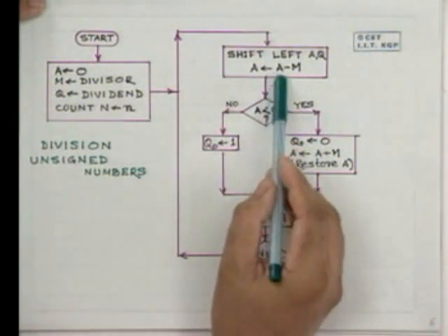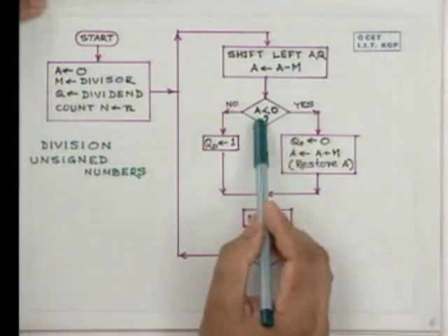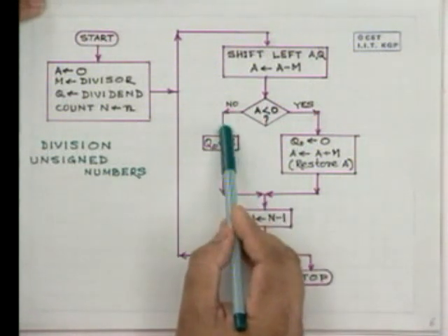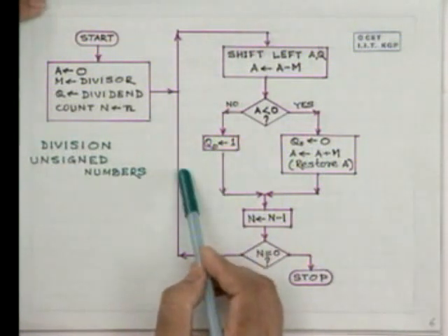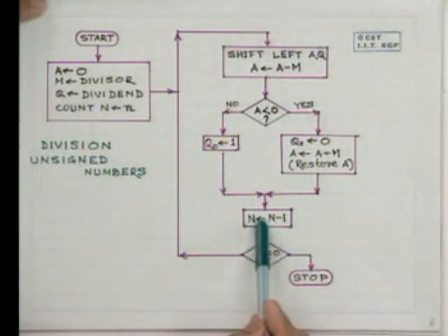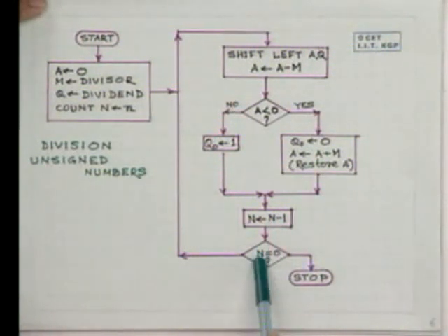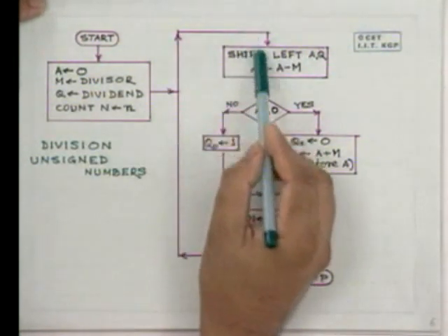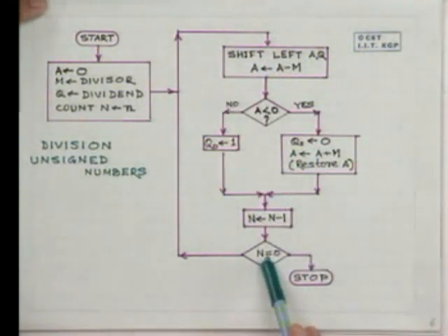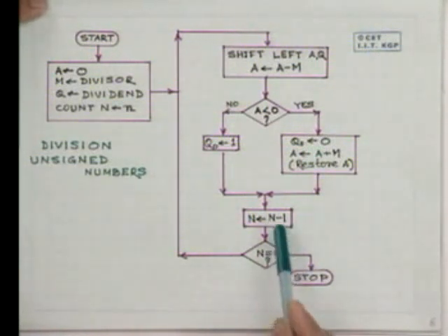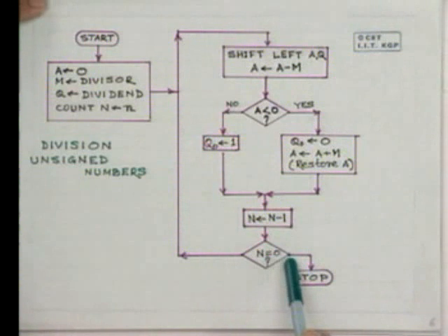But if this subtraction is successful, that means A is not less than 0, then the Q0 bit will be made 1, telling that the subtraction has been successful. We come over here, N is decremented, and if N is non-zero, then we do this operation once more. This we continue till we find that N equals 0, which means the entire operation is over and we come to the stop.